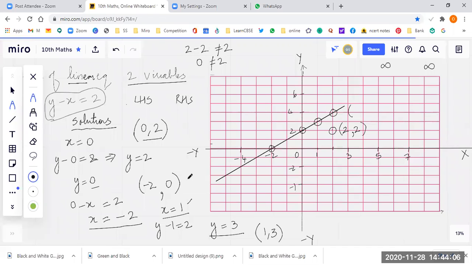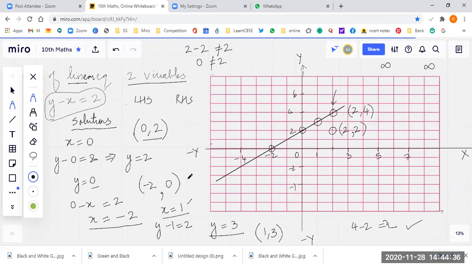This is 2. On the x-axis, 1, then comes 2. So the x-axis distance is 2, and the y-axis distance is 1, 2, 3, 4. This is 2, 4. Students, this is the point on the line. So let's see whether this satisfies the equation. Y is 4, x is 2, 4 minus 2 is equal to 2. Yes, this point is satisfying the equation.